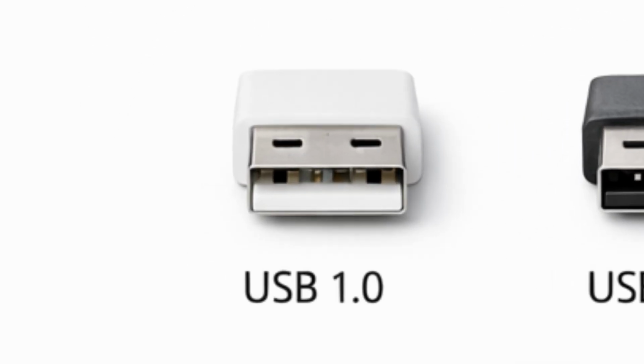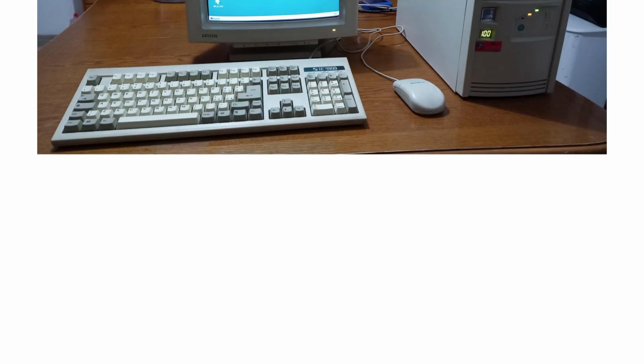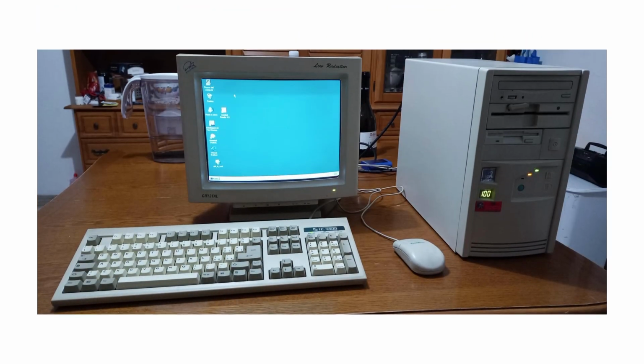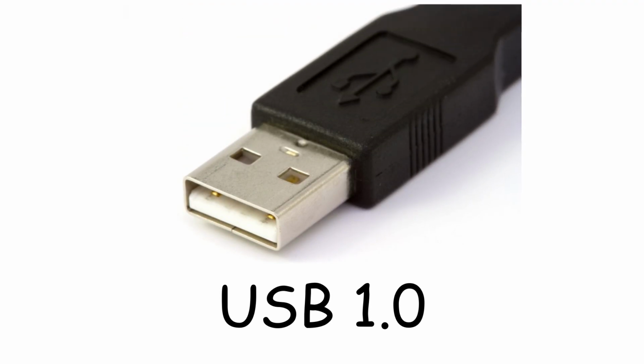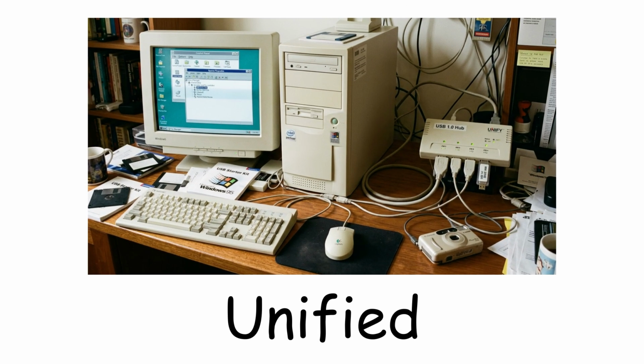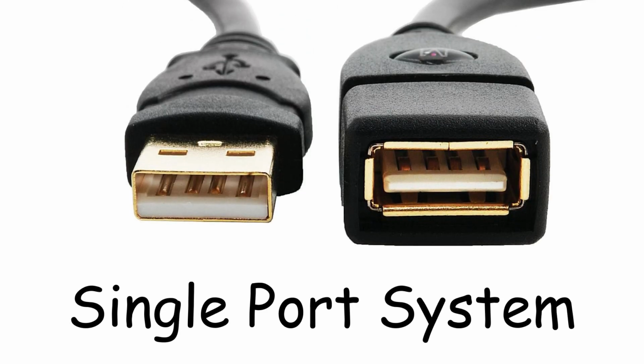USB 1.0. This was the first version of the USB standard released in 1996. At the time, computers used many different connectors for peripherals, making setups complicated and inconsistent. USB 1.0 introduced a unified way to connect devices like keyboards and mice using a single port system.